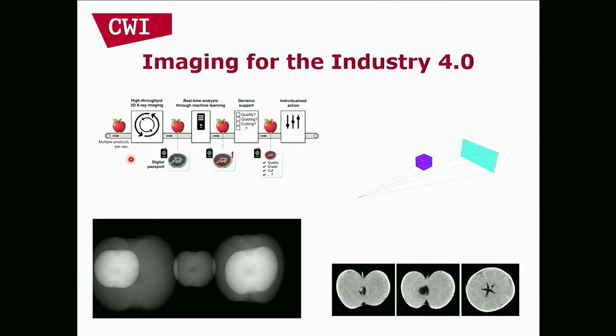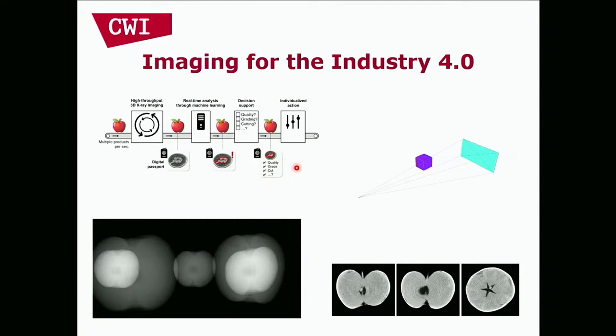So you can really think a bit about it like that. We are back to apples that go on a conveyor belt, and they might come through stages where you do some sort of X-ray scanning, which gives this particular apple a sort of digital passport that's attached to it. Then there's some sort of real-time analysis going on that might, for example, identify, oh, there's a problem here in this apple. And based on that, there will be some automatic decision making that either says apple's good, apple's bad, something needs to be done here.